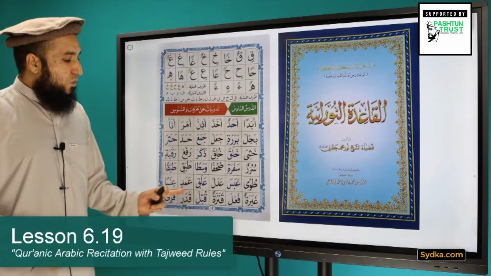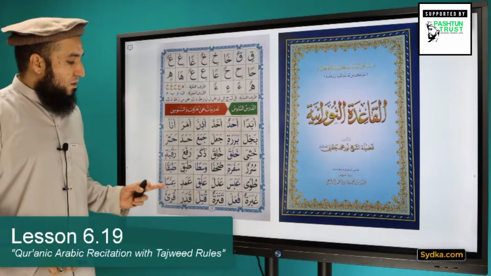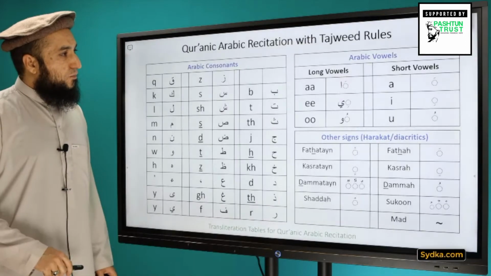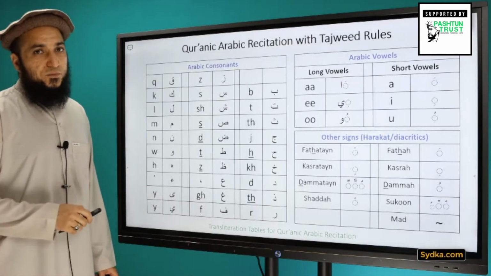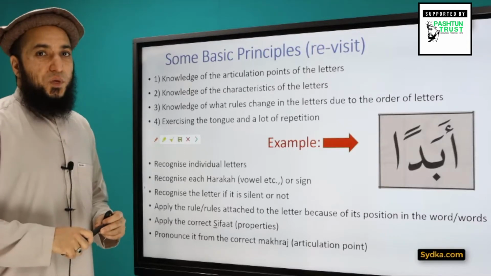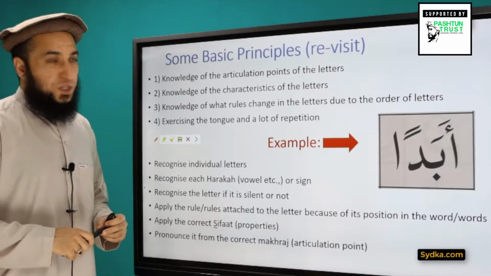In this session, we will study these three words on page number 12 of Al-Qaida Nuraniyah. This slide is just a reminder for transliteration purposes. So we are revisiting some of the principles that we have studied before.